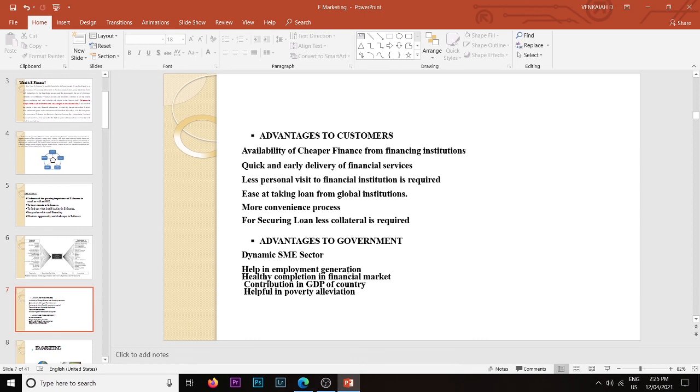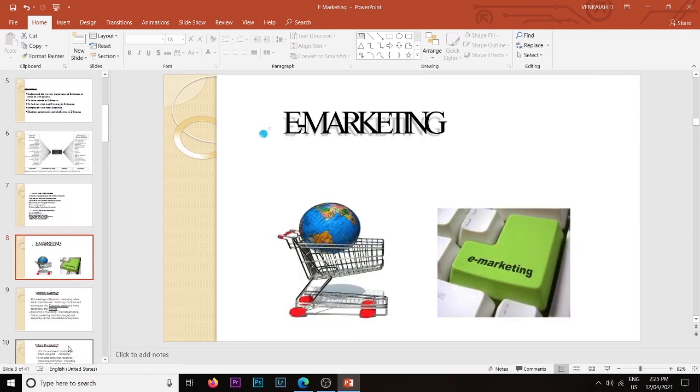Presently, the service sector is contributing 53% of income to GDP. In that, one of the major services is financial services. Helpful in poverty elimination. Employment is generated more, and automatically poverty would also reduce to the maximum.